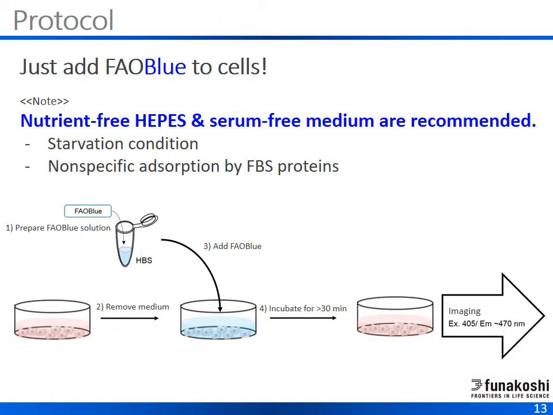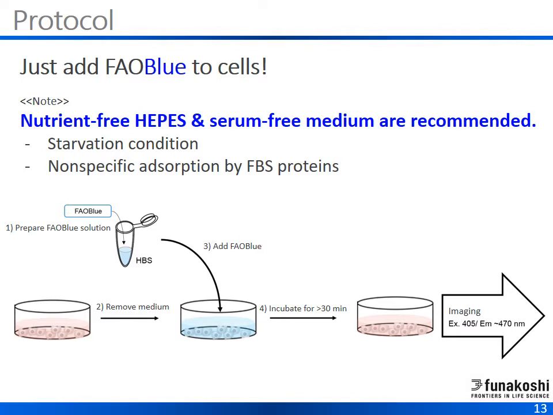FaoBlue protocol is simple. Just add FaoBlue to cell culture medium. First, add FaoBlue in fresh Hepes buffered saline. Second, remove culture medium and wash cells. Third, add the FaoBlue solution to the cells. Fourth, incubate the cells over 30 minutes. Finally, you can observe the blue fluorescence by microscope.